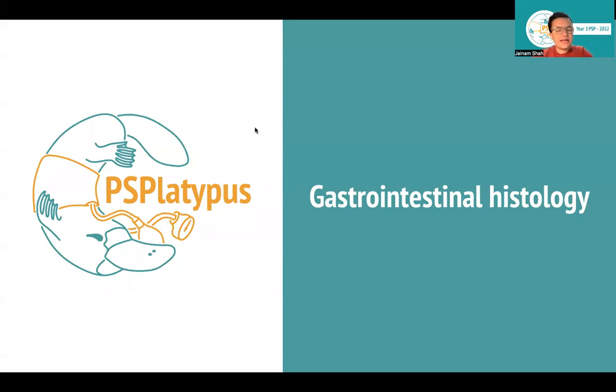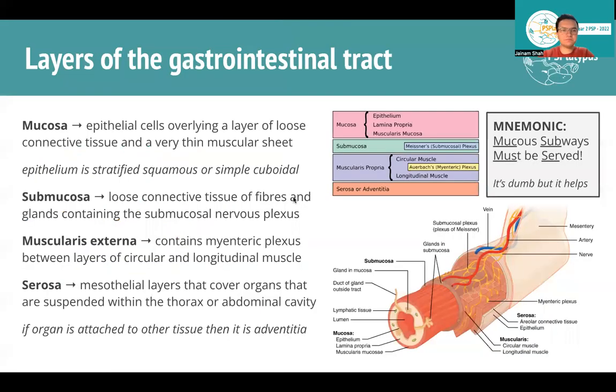We're going to be going through as many of the gastrointestinal histology things that you would have covered in your workshops, as well as just a couple of extra bits of information that I've managed to acquire from doing a couple of practice exams in second year. So without any further ado, let's begin.